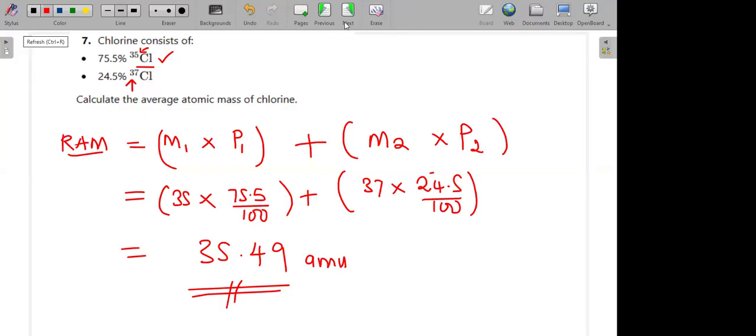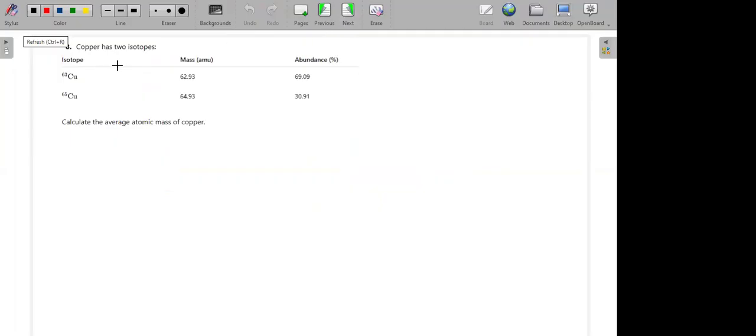If there are no questions, let's look at another example. This is the second example. Here they're saying copper has two isotopes: copper 63 with this mass, and copper 65 with that mass. The percentage abundances are 69.09 and 30.91. Calculate the average atomic mass of copper.